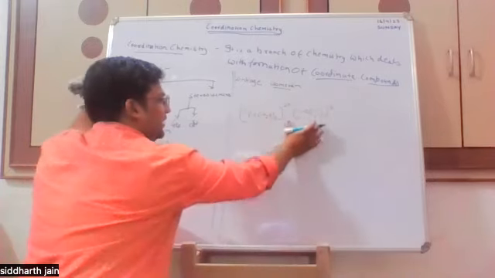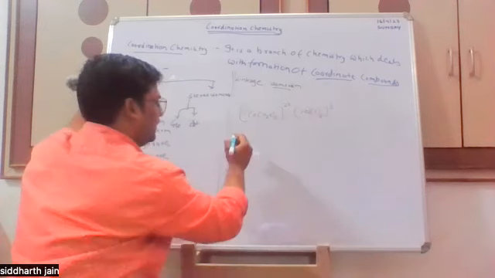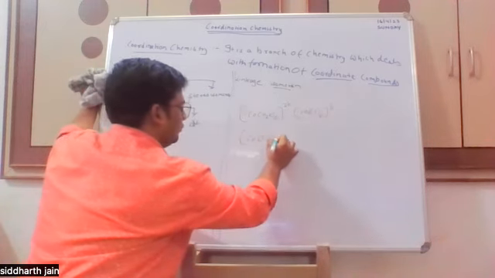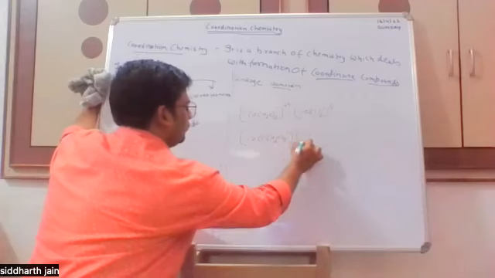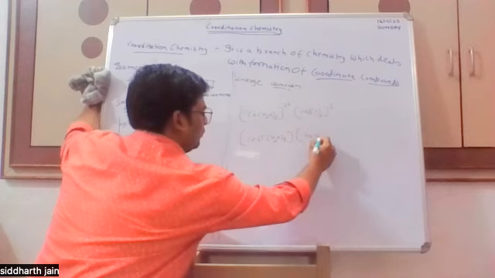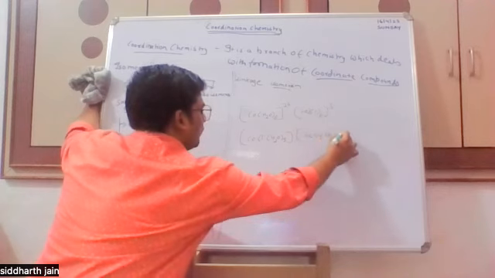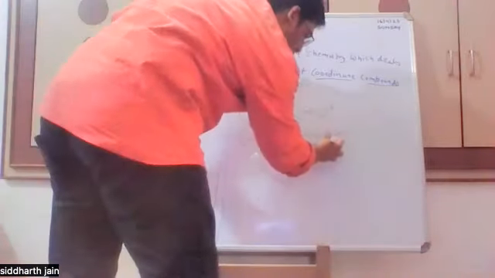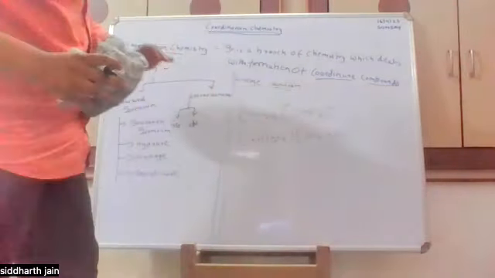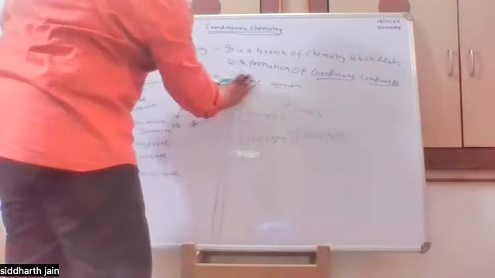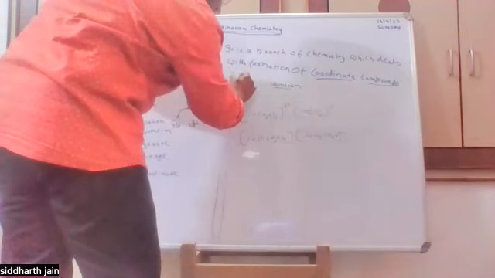For example, it can form a compound like this. So this is the case when the ligands are interchanged between the different coordination spheres, and this type of isomerism is known as coordination isomerism.